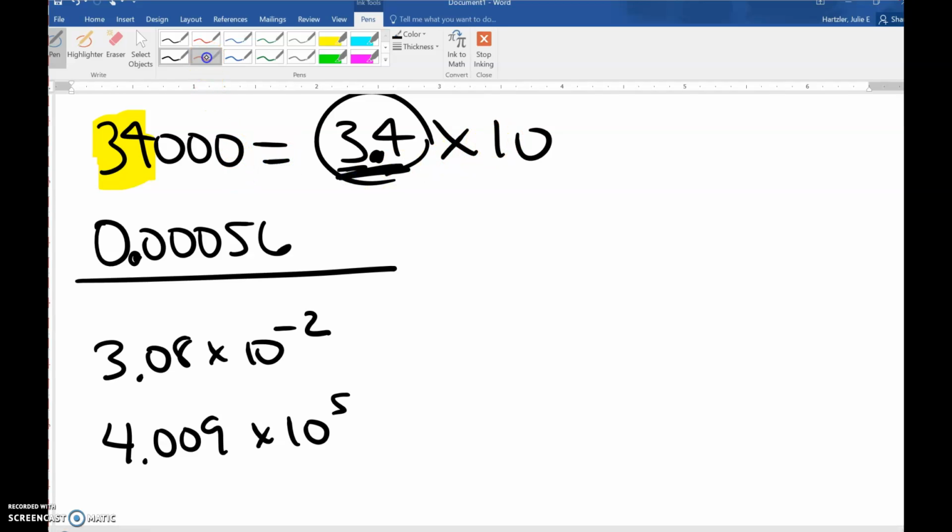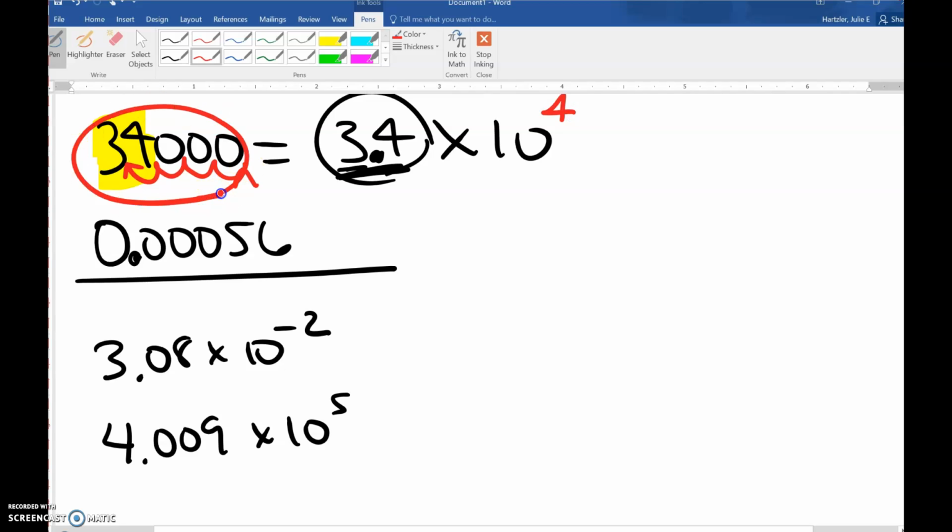So count your jumps. Your decimal's at the end of the number, so 1, 2, 3, 4 jumps. It's a positive exponent because this is a big number, and plus I want to multiply 3.4 by 10 4 times because mathematically these have to be equal. So if I take this decimal and multiply by 10 4 times, do I get this answer, this big number?